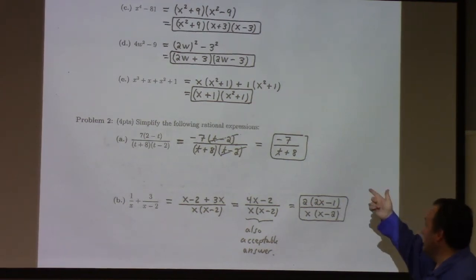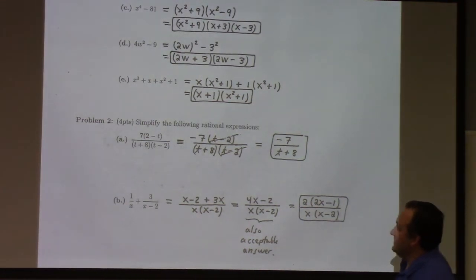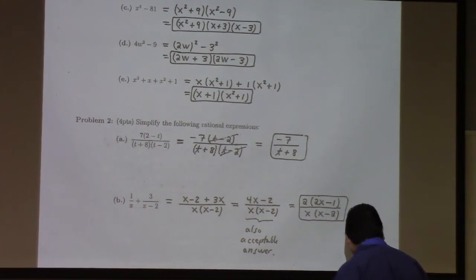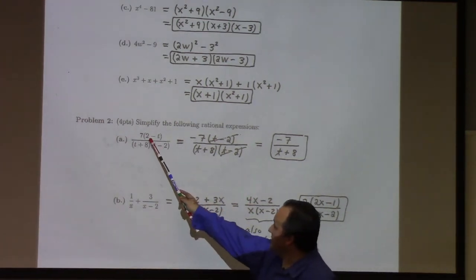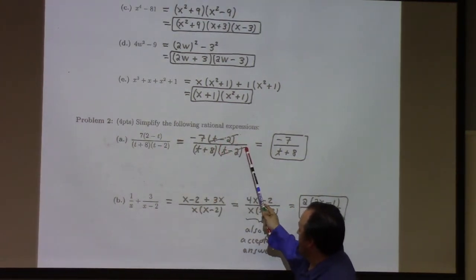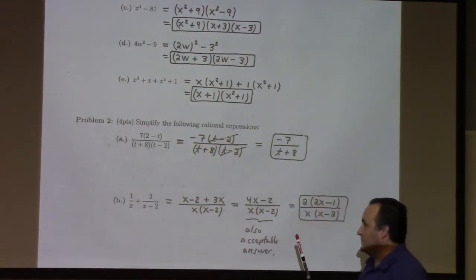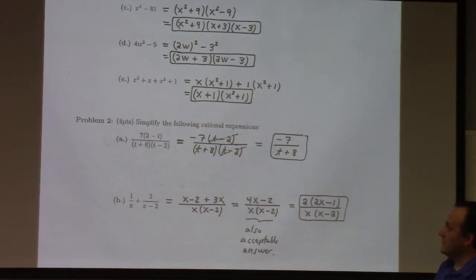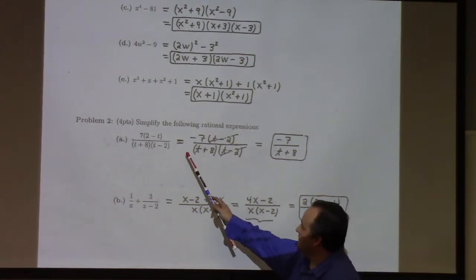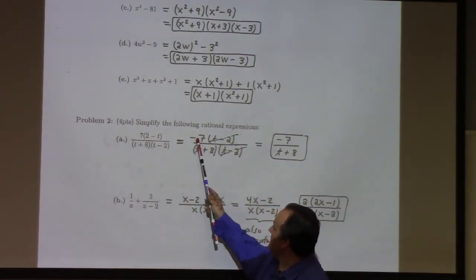Here, basically the thing was to factor out the -1 up here. So then these match, and then I cancel them, and that leaves me -7 over t plus 8 for this one. Why did the 7 become negative? Because I factored. Yeah, because I flipped the 2 minus t to a t minus 2.